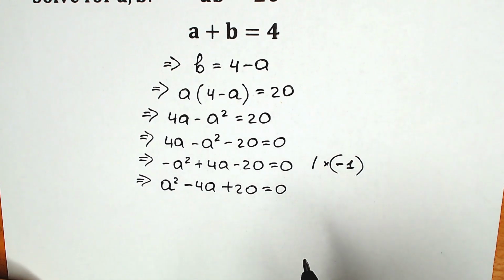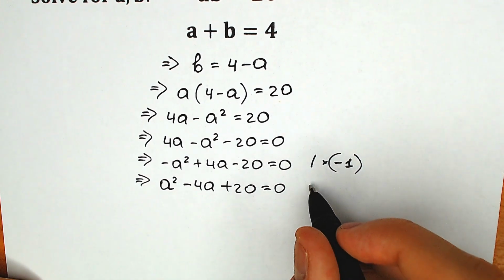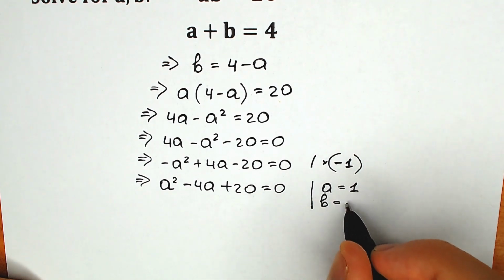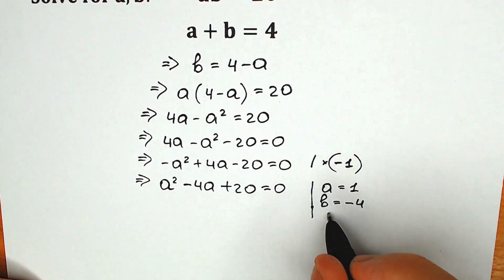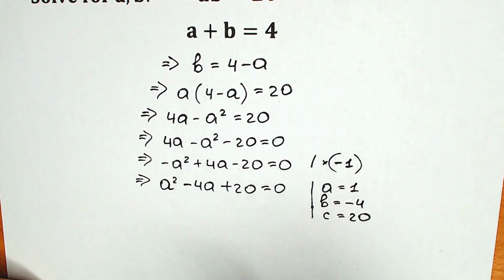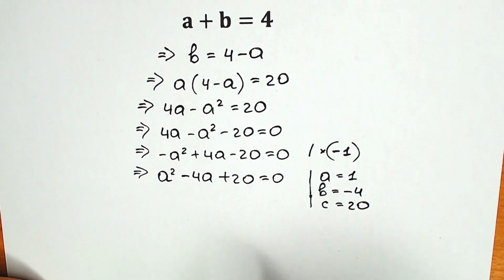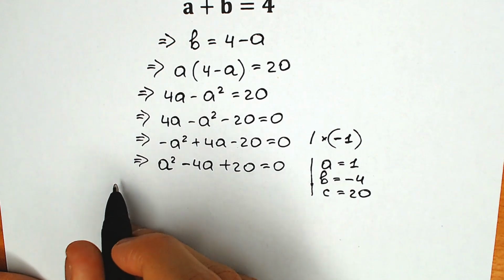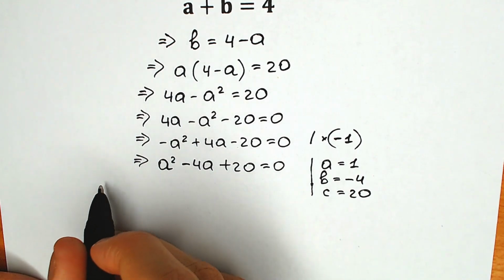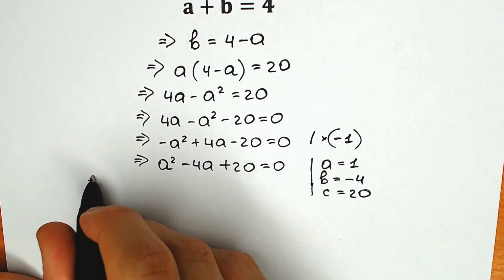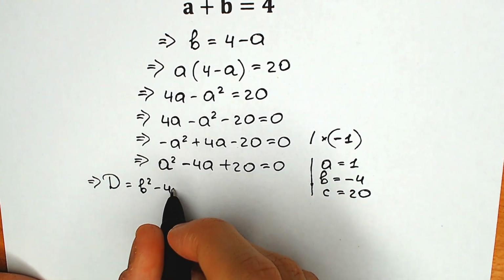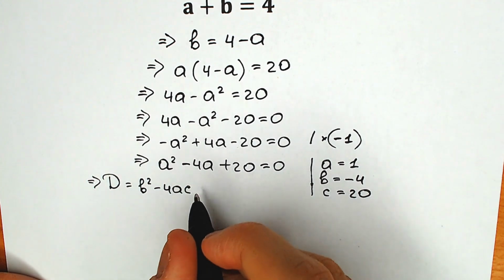First of all, I'm going to use our classic method with the coefficients. So we have a equal to 1, b equal to minus 4, and c equal to 20. This is a basic method, and right now I'm going to find the discriminant real quick, and plug the discriminant into our formula. So we have minus b plus minus square root of d. You know this formula, yeah? So first of all, let's find our discriminant real quick. Discriminant equals b squared minus 4ac.